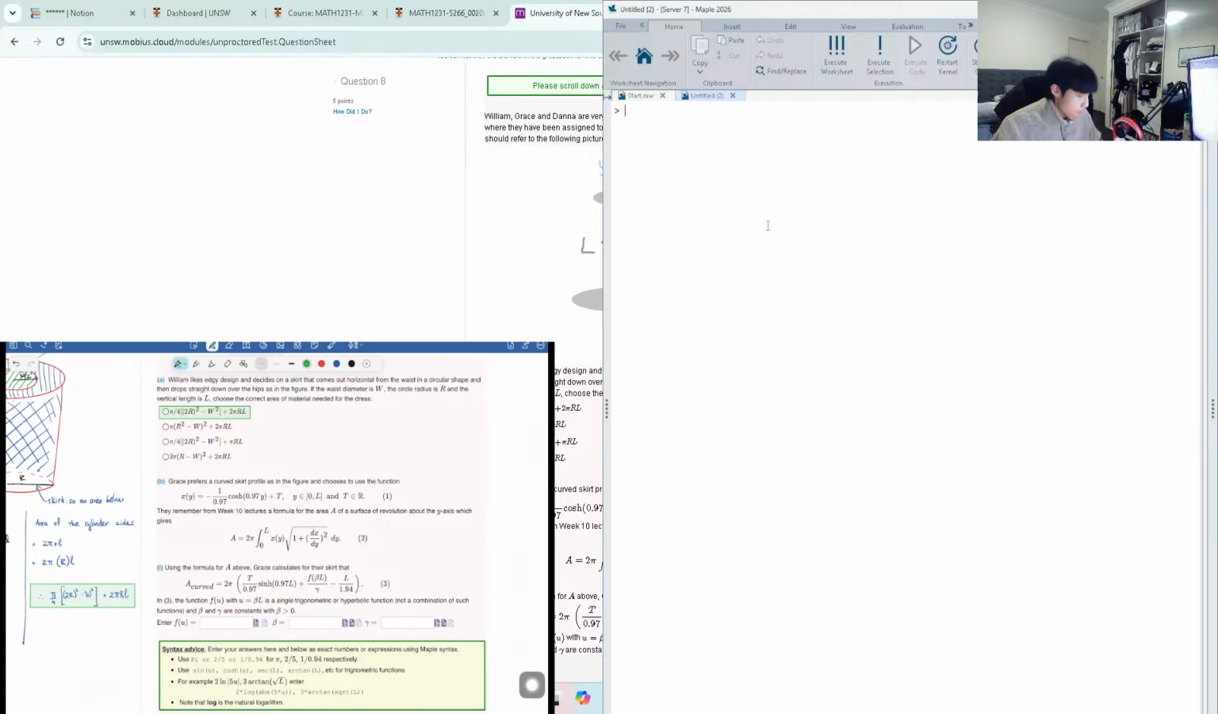Okay. So we start with a x function, right? Usually we do a function of x. Let's just call x this, right? Minus cosh 0.97y over 0.97 plus some t.